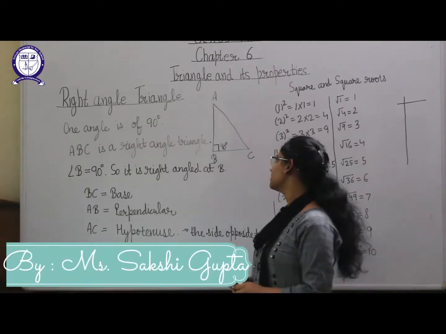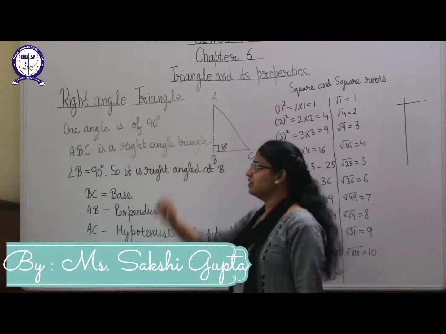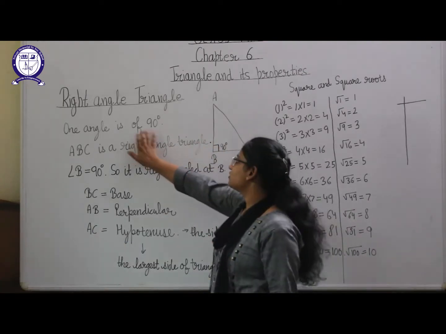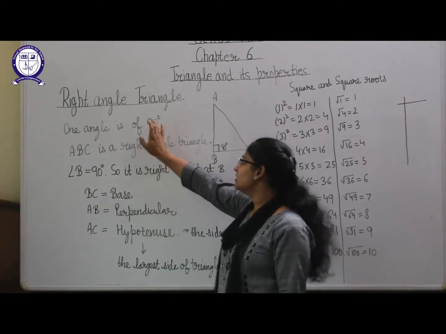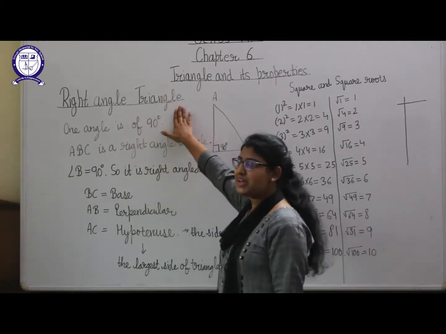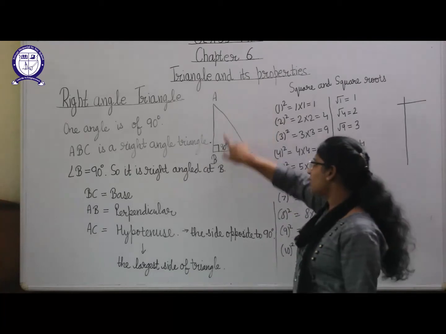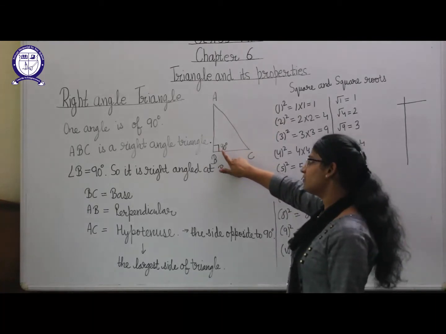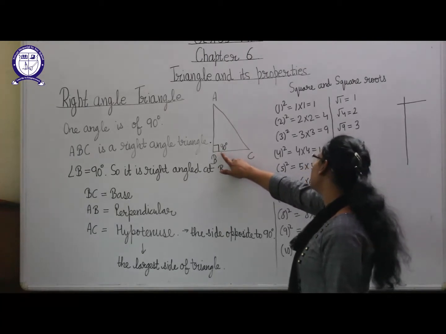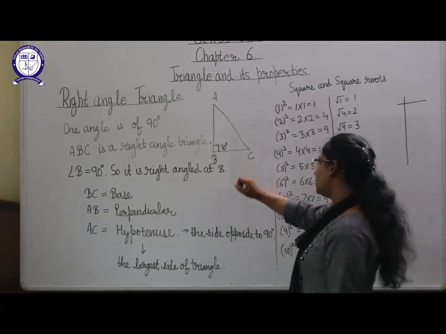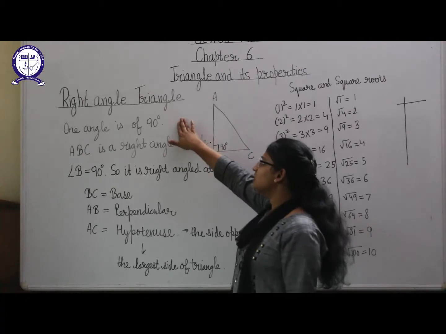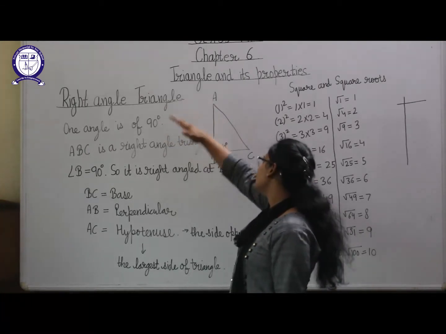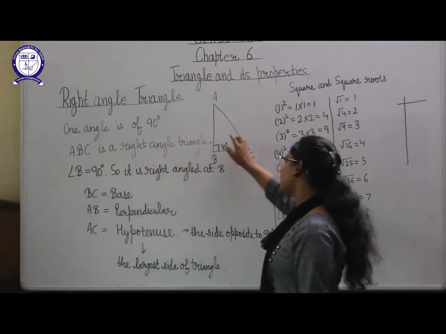Of our chapter 6 is right angle triangle. You know what is the right angle triangle? When one angle is of 90 degree, then it is called right angle triangle. Here ABC is a right angle triangle because here one angle is of 90 degree, here B is 90 degree. So when one angle is 90 degree in a triangle, then it is a right angle triangle. ABC is a right angle triangle here.